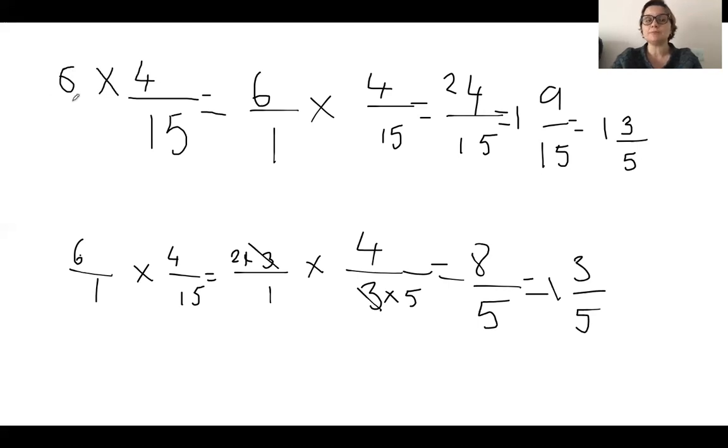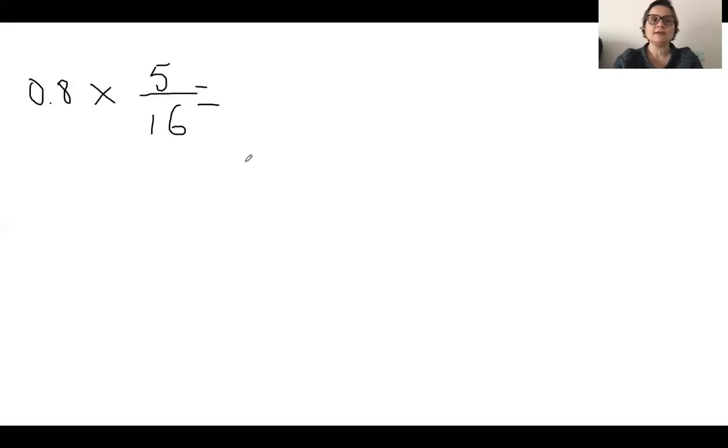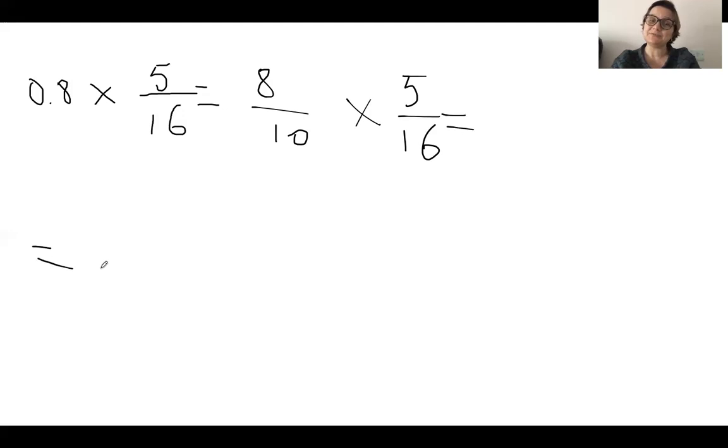If you have a whole number somewhere, change it into a fraction by adding 1 as the denominator. Now here we have a decimal number. Again, we must change the decimal number into a fraction. So 0.8 is actually 8 over 10 times 5 over 16. And again, here I'm going to encourage you and advise you to express the 8 and the 10.